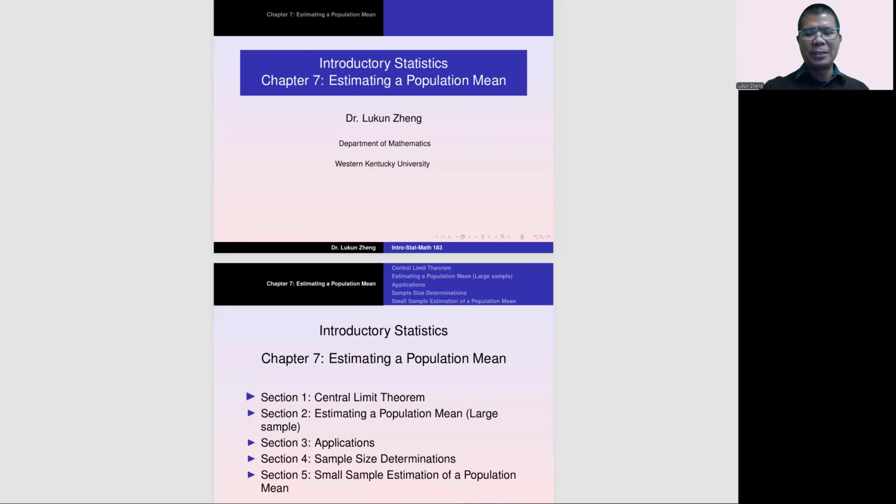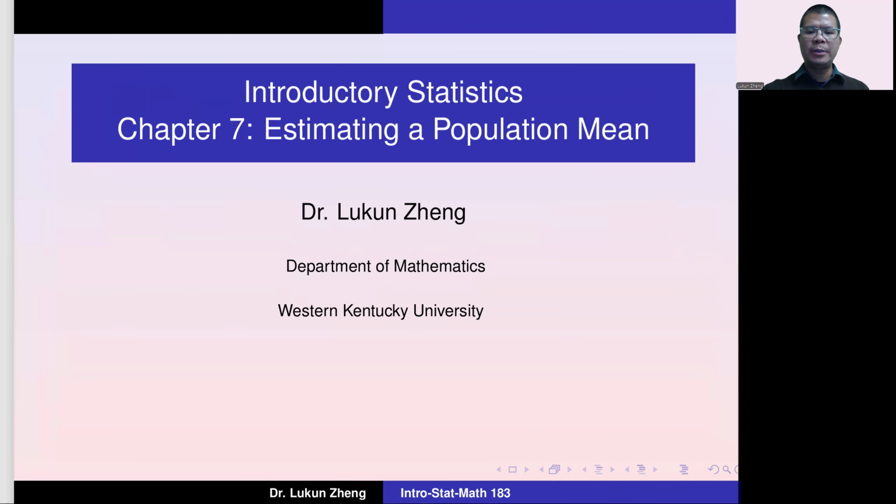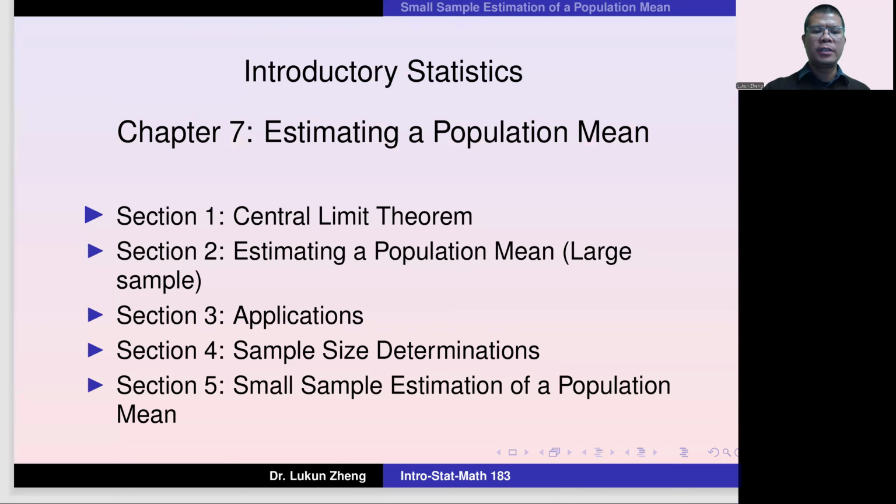Now let's go on to the final chapter, chapter 7. Chapter 7 is only the first section, section 7.1, central limit theorem. You only need this one.